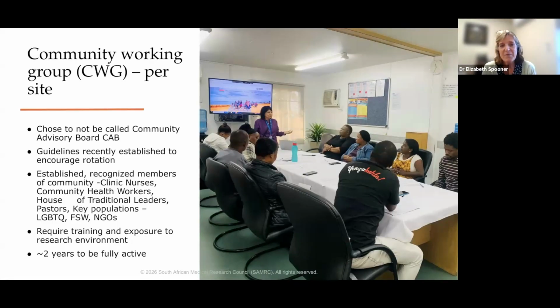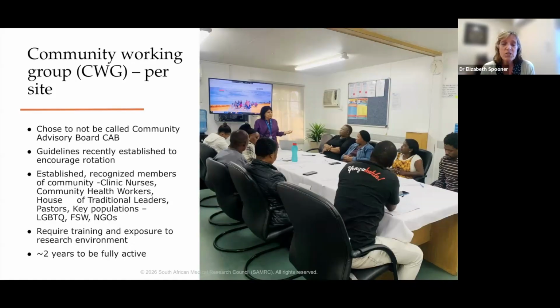And so we have meetings regularly, and we've just put out some guidelines to encourage rotation because some of them have been with us for a long time. And we always want members to be active and to give other members of the community opportunities to be on our community working group. So we just choose people from the community who are willing and who represent all facets of our community. So they might be nurses, community health workers, the House of Traditional Leaders. We have quite traditional communities, especially out in our rural areas.